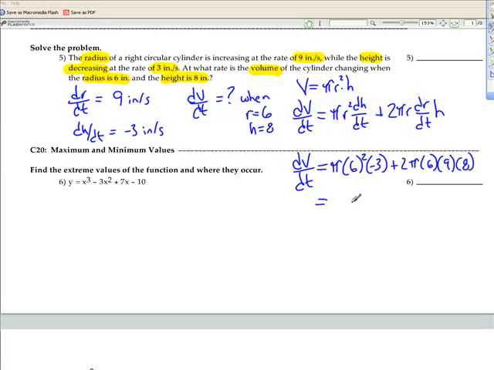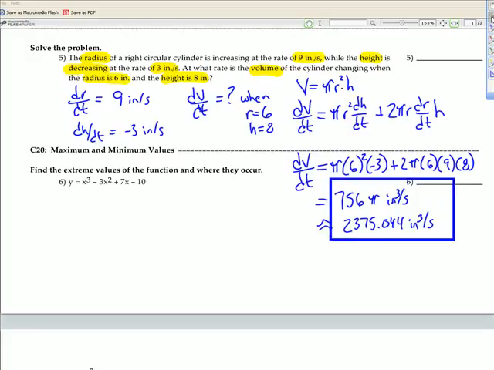This comes out to 756 pi cubic inches per second, which is approximately 2,375.044 cubic inches per second. Either one of these answers is fine. Any questions there?